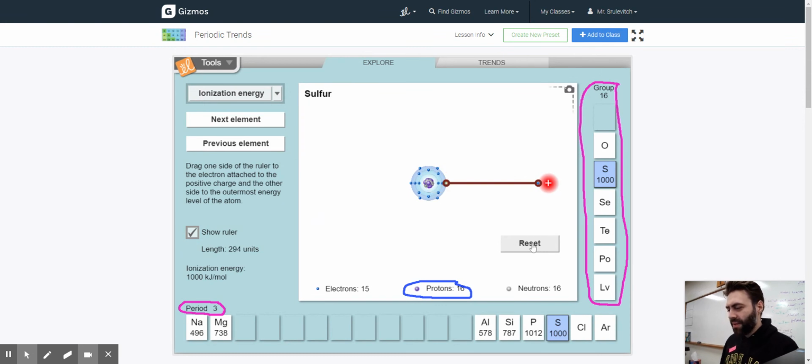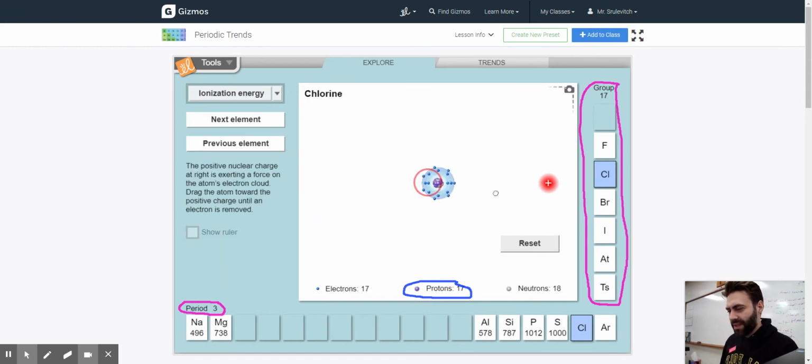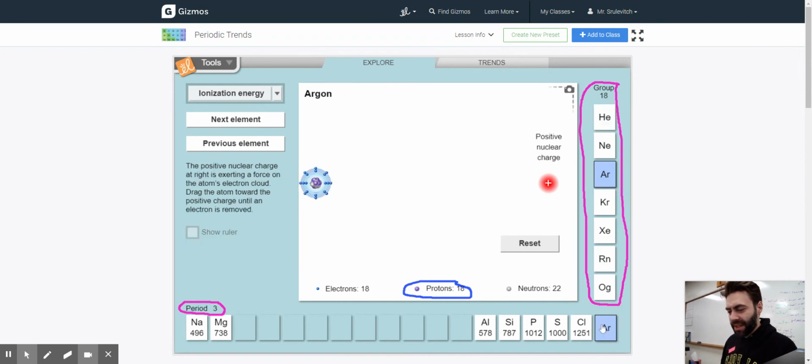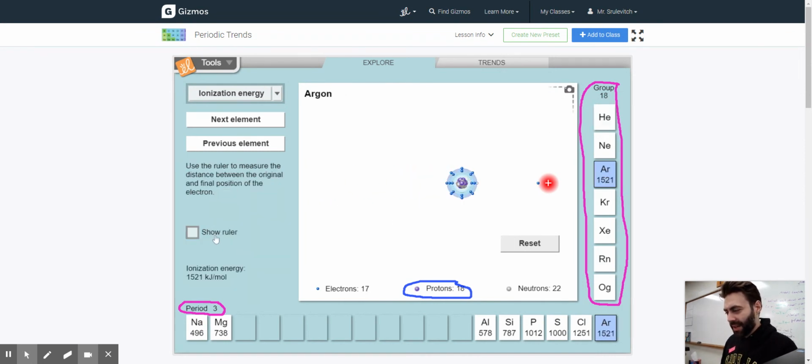So the general trend you're going to see, it's going to take more energy to pull off that valence electron when you go across a period. Okay. So look, we go from sodium, 496, to argon, 1,521. Jeez. So it takes a lot of energy to pull off that electron from argon. So argon is holding on to that electron for dear life. Doesn't want it to go.